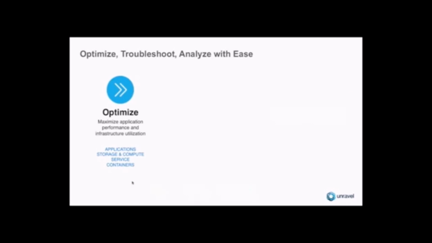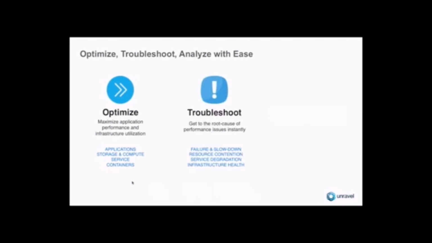So in a nutshell, in summary, Unravel helps you optimize your big data applications and your big data clusters. It helps you troubleshoot so you can quickly resolve your key issues that are affecting your applications and clusters, and then helps you understand what is really going on, right? Holistically from the application perspective and your cluster perspective, so you can get more done from your current infrastructure.